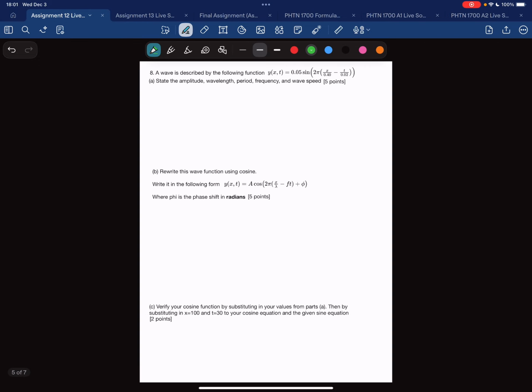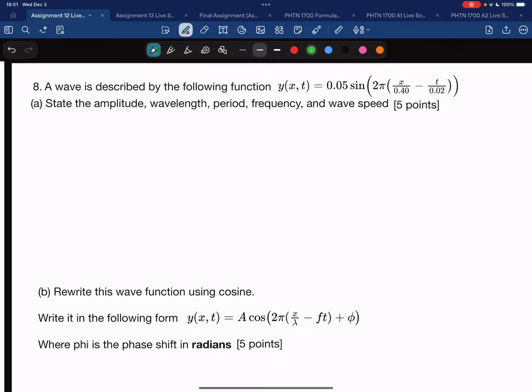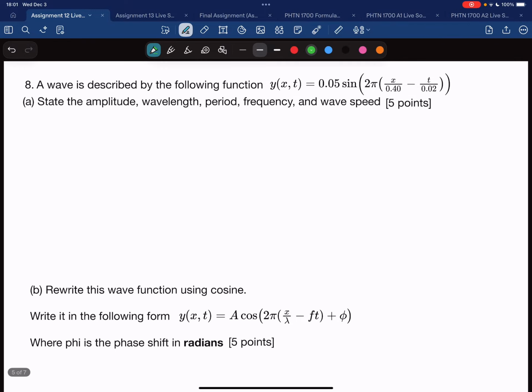Question 8. This was the larger of the questions. A wave is described by the following function. y of x and t is equal to 0.05 sine of 2 pi times x divided by 0.4 minus t divided by 0.02. I ask you to state the amplitude, wavelength, period, frequency, and wave speed for 1 point each.